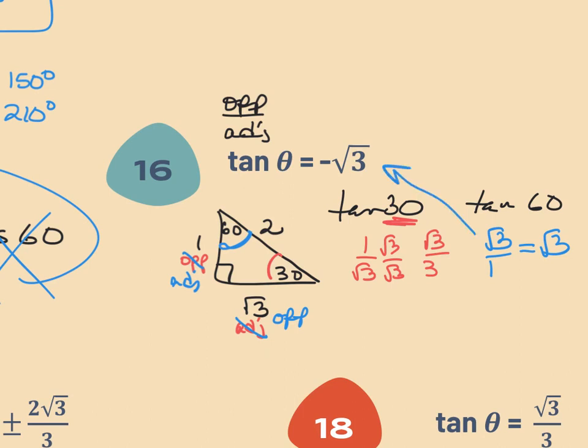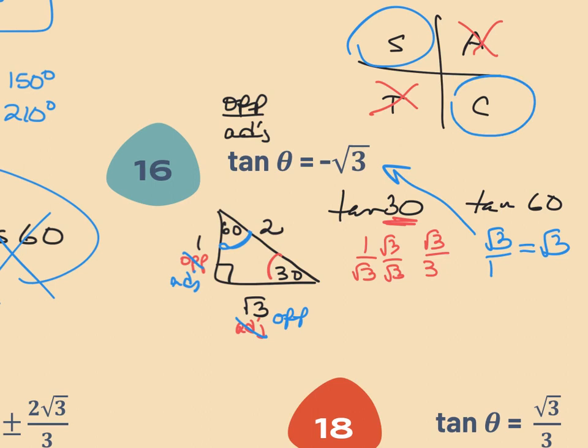Now we just have to figure out where tangent's negative by doing our all students take calculus. I know tangent is positive here and here. So I'm just looking for the two angles from quadrant 2 and 4. And again, if you already have it filled out, you know that this is going to be 60. This one's 120. This one is 240. And this one's 300. So the two answers are what I circled in blue. The answers are 120 degrees and 300 degrees.